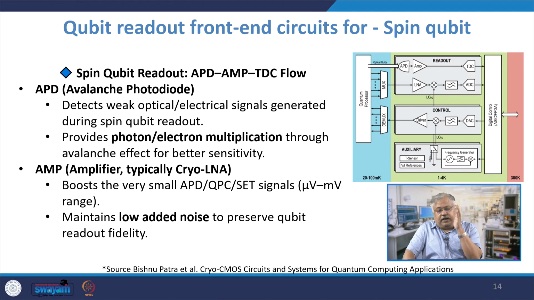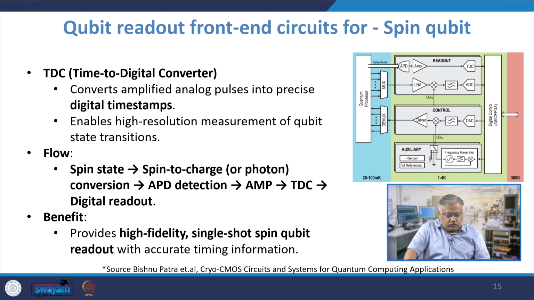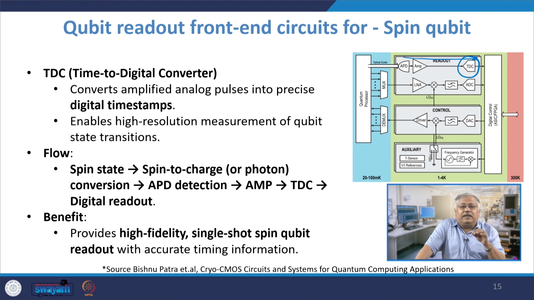So, this output of an APD will go through a SET, which converts optical to charge based output. These charge based outputs will give you a very microvolt order range of voltage, and then you send it to an amplifier which adds low noise and preserves the qubit readout fidelity. Now, let us look at the TDC here. I have sent it through this and now we are at this stage, the TDC, and this converts all the analog pulses which you get from the output of an amplifier into precise digital timestamps.